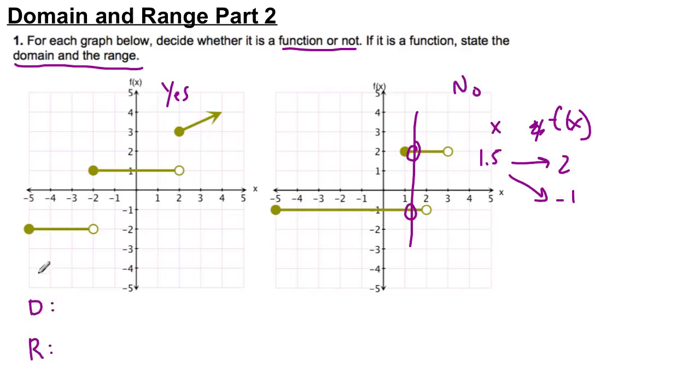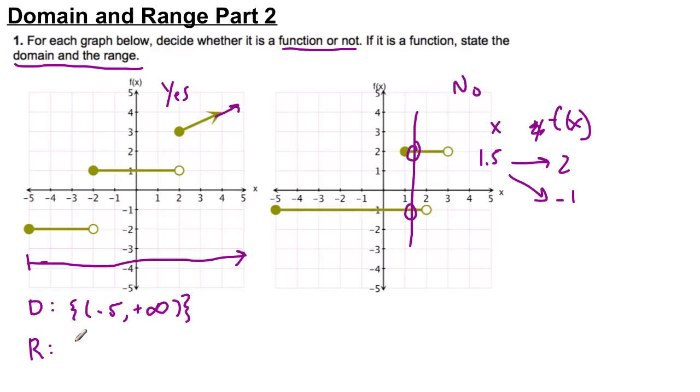Since this one's a function, let's look at domain. What's the smallest x value? It starts right here. And the domain continues all the way to positive infinity. So it comes this way, jumps up, comes this way, and jumps up, and now this carries us out to positive infinity. So we write the domain as -5 to positive infinity.